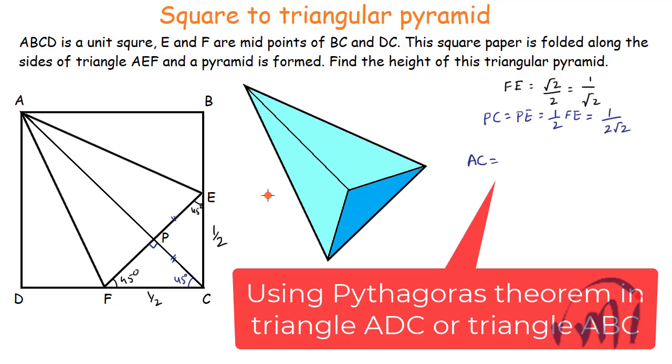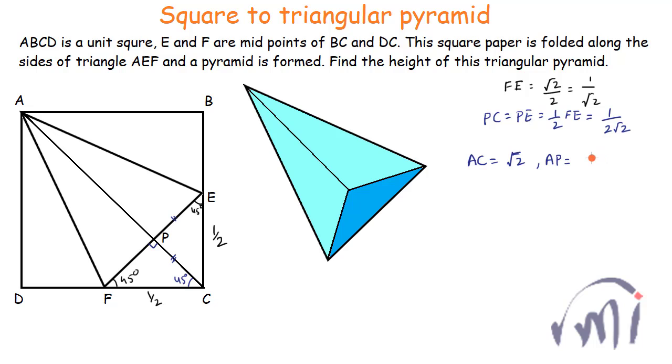Similarly, AC, which is the diagonal of the unit square, will be equal to root 2, and AP will be equal to root 2 minus 1 divided by 2 root 2, or this will be equal to, the LCM will be 2 root 2, and this will be 2 times 4 minus 1, or 3 divided by 2 root 2. So we have found PC is equal to 1 divided by 2 root 2, and we have found AP is equal to 3 divided by 2 root 2.